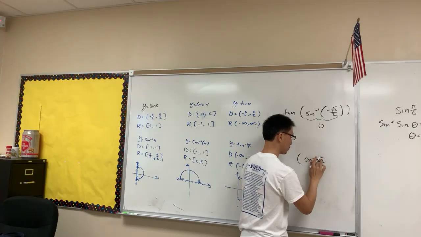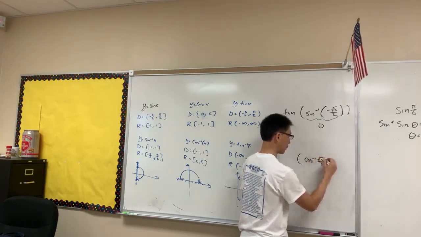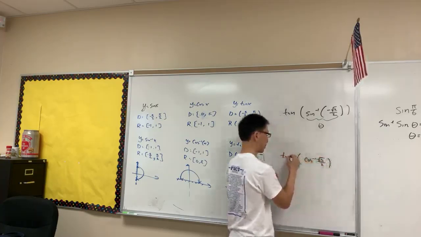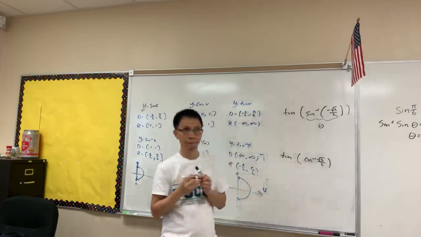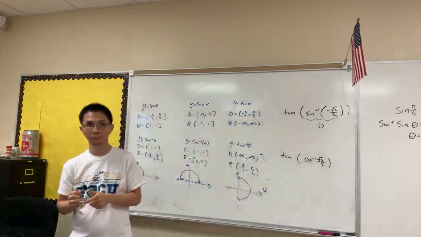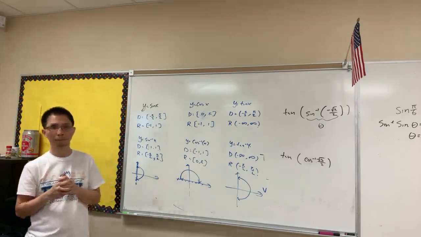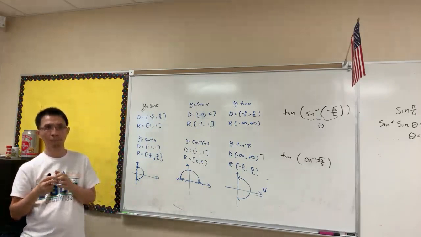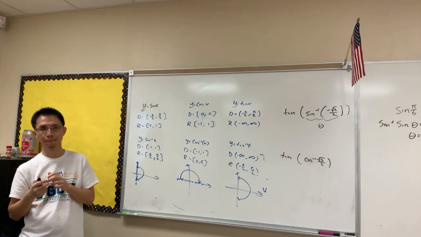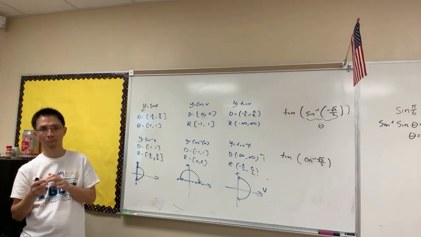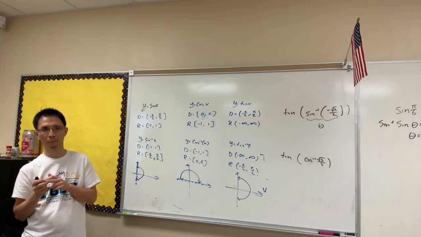Negative radical 2 over 2. Okay, once you get that, so what? Where'd you get this from? Yeah, you get that because that's what that is. Negative radical 2 over 2 is that. You're not looking for this, you're looking for the angle. That's not the angle. Yes, you're looking for this, not this.